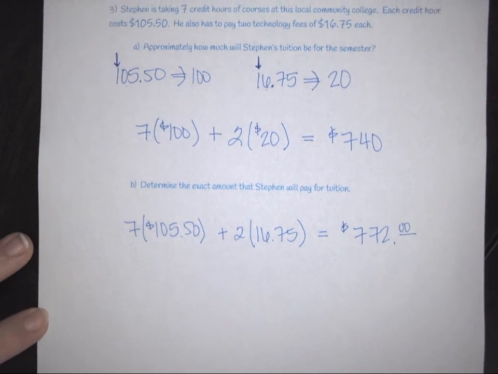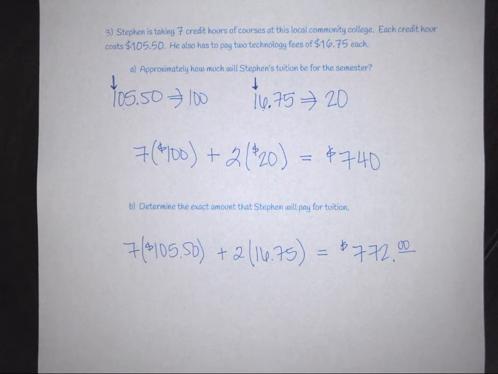Okay. So with all of these applications, notice each one involved having to estimate. The method we used to estimate was the rounding method, which says to use the leftmost digit in order to round. And then you were asked to find the actual. Okay. And so the actual involves using the numbers that you were given.